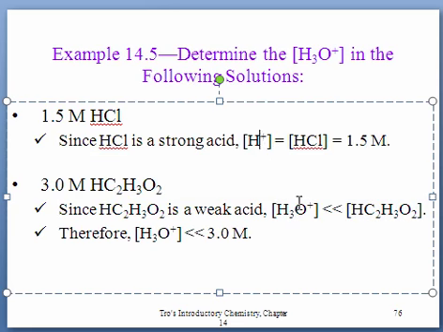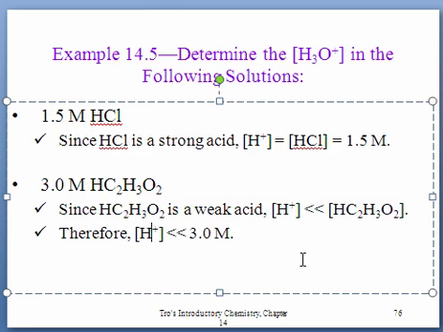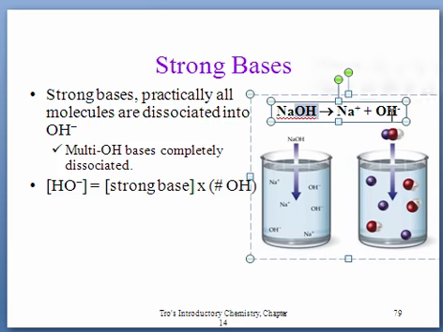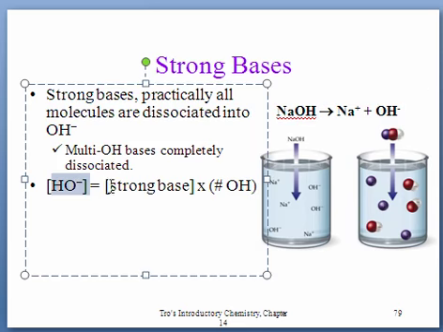I'm just going to change this. H plus is equal to H3O plus. So in terms of calculating concentration, if it's a strong acid, it's equal, and if it's a weak acid, the concentration is much less than what is given. Strong bases are going to follow suit. Strong bases will have a hydroxide that completely dissociates. So the concentration of hydroxide is going to be equal to the concentration of the base.